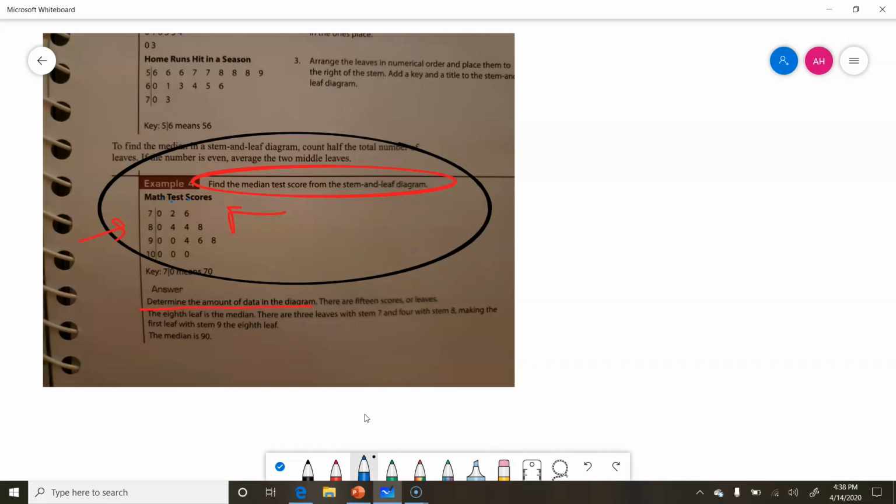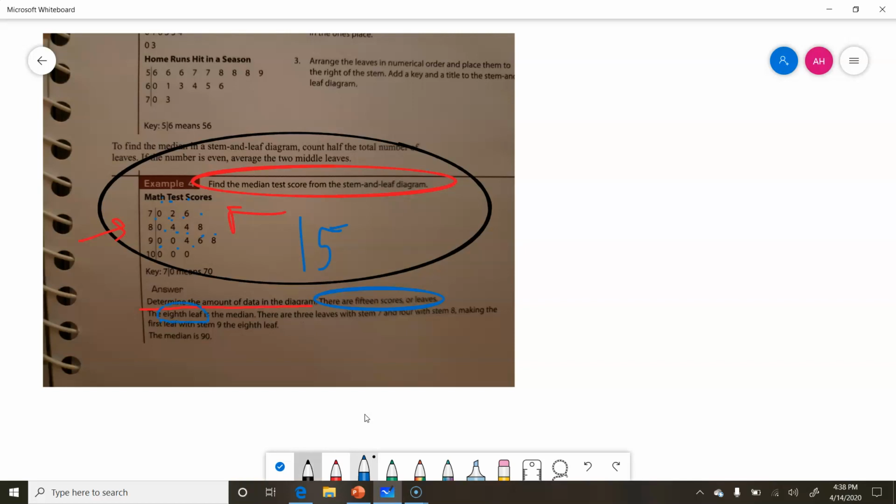Okay, so you go 1, 2, 3, 4, 5, 6, 7, 8, 9, 10, 11, 12, 13, 14, 15. So you see right here, down here in blue, there are 15 scores or leaves. We counted that ourselves, but you obviously won't have the book to help you on the normal homework problem, so you have to count. So there are 15. Okay, now look what that says. That says then, therefore, the 8th is the median.